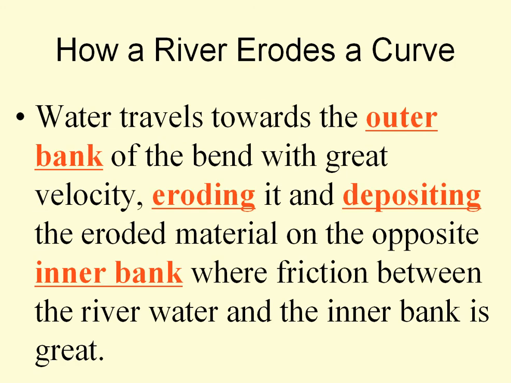Now, how a river erodes a curve. Water will always travel towards the outer bank of the bend with great velocity, and it will erode it. It will deposit the eroded material on the opposite side, sometimes called the inner bank, where friction between the river water and the inner bank is great. So again, water travels towards the outer bank of the bend with great velocity, eroding it and depositing the eroded materials on the opposite inner bank, where friction between the river water and the inner bank is great.